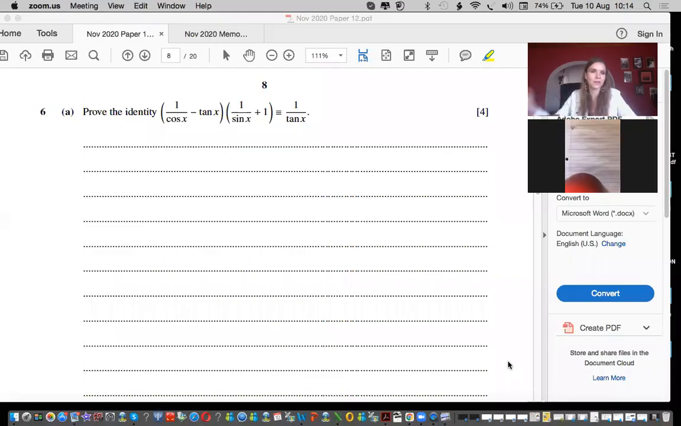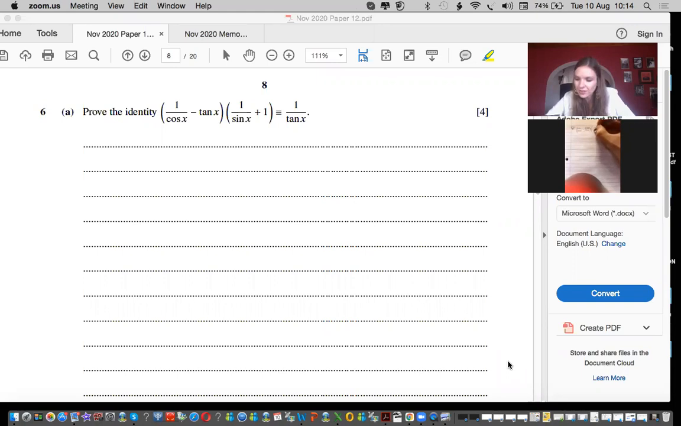Let us do some trig now. Question 6. So for trig, which is my favorite, I have to admit, I feel safe with trig. We have got a bracket on the left-hand side. Please notice they say prove that or sometimes show that, which means I do want you to keep them separate if you don't mind. Don't bring things over.